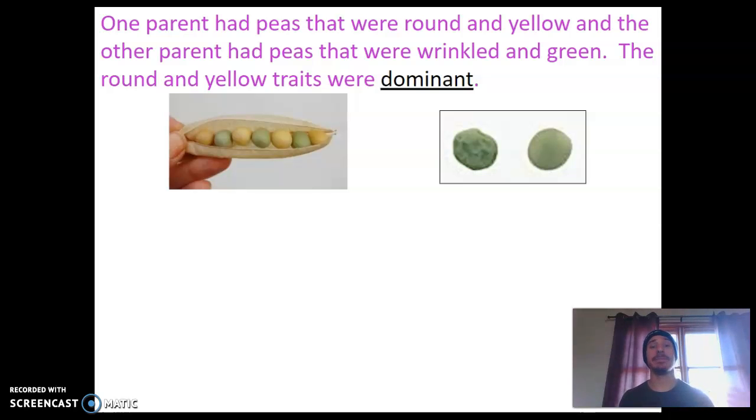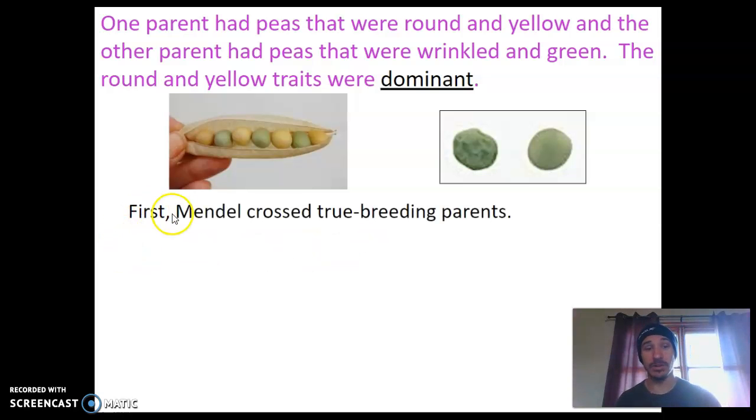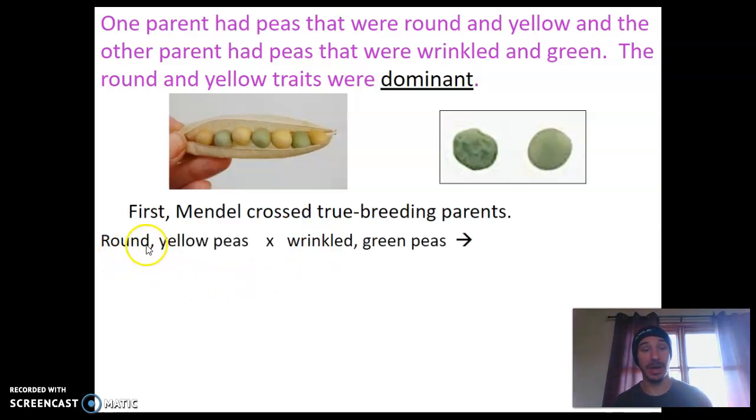One parent had peas that were round and yellow, and the other parent had peas that were wrinkled and green. So there's two traits right there. And then the problem tells us the round and yellow traits are dominant. So Mendel would cross true breeding, meaning if they're allowed to self-pollinate, they will make identical copies. He crossed true breeding parents for round yellow peas with wrinkled green peas, and he wanted to see what the offspring were.